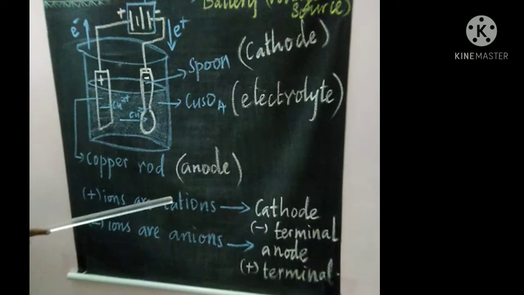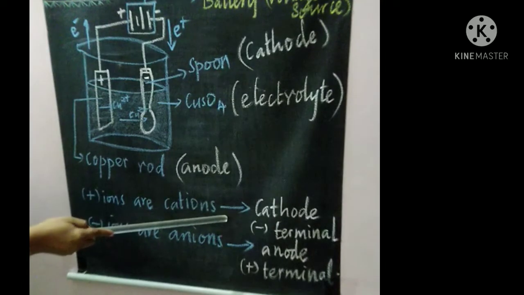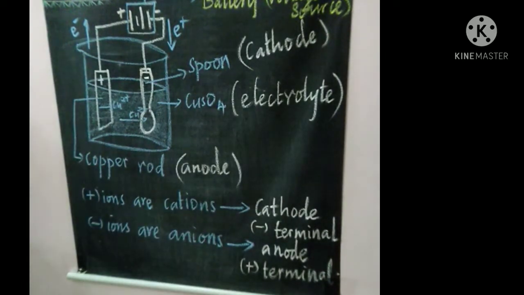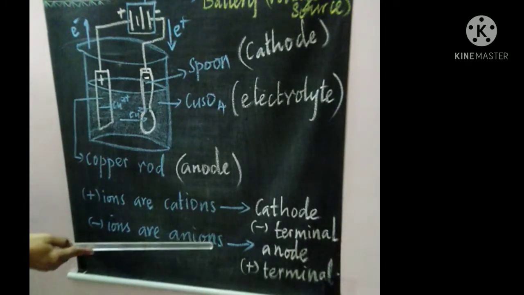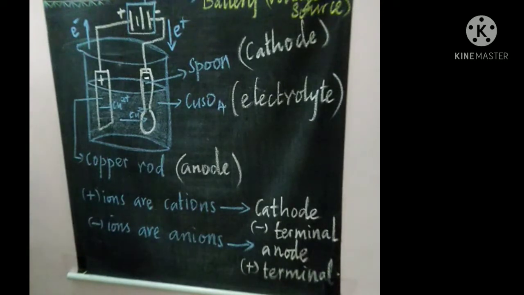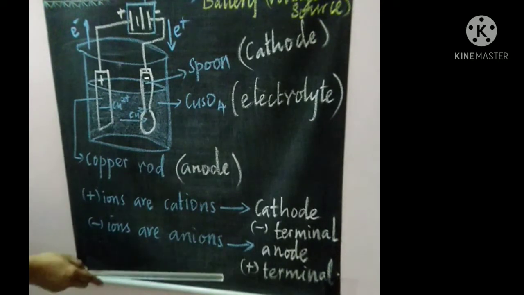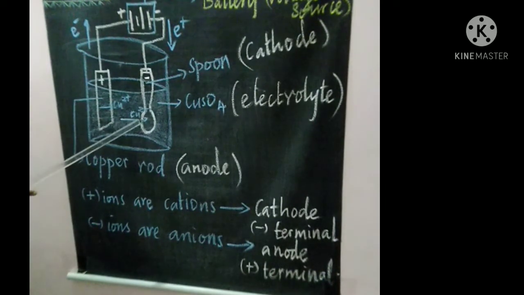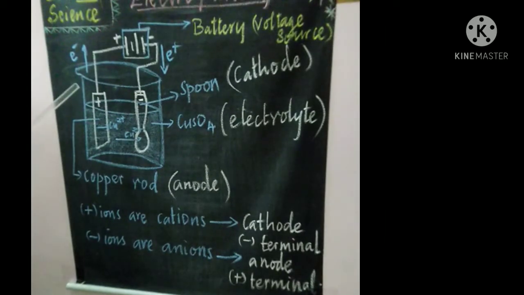So, the positive ions, the cations, move towards the cathode, the negative terminal. And the negative ions, which are known as anions, move towards the anode, so they remain here itself in the positive terminal. So, automatically copper gets plated on the spoon. After passing current for some time, the spoon will become copper plated.